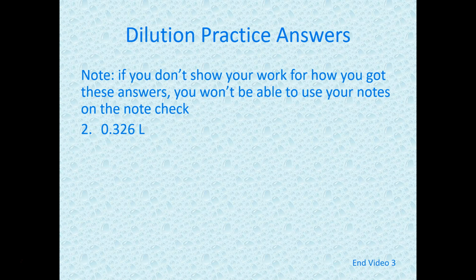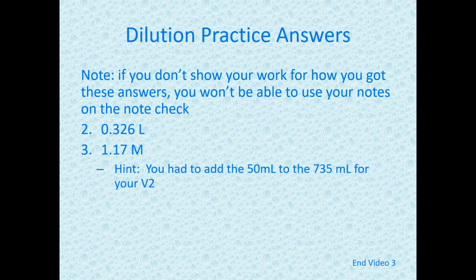So for example number 2, you should have gotten 0.326 liters. For question number 3, you should have gotten 1.17 molar. Hint, you had to add the 50 milliliters to the 735 milliliters for your V2. If you only used 50 milliliters as your V2, you probably got a weird answer. Go back and try it again using this hint.